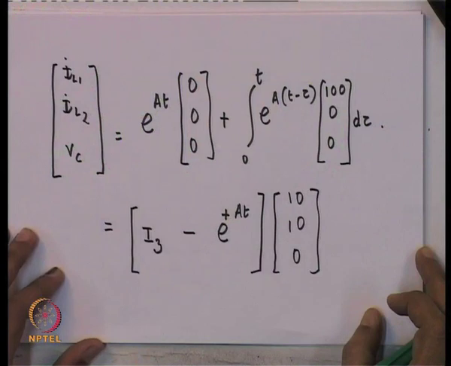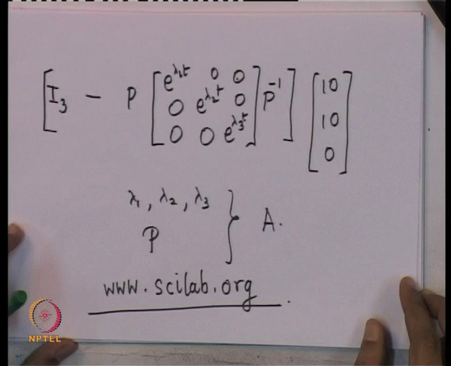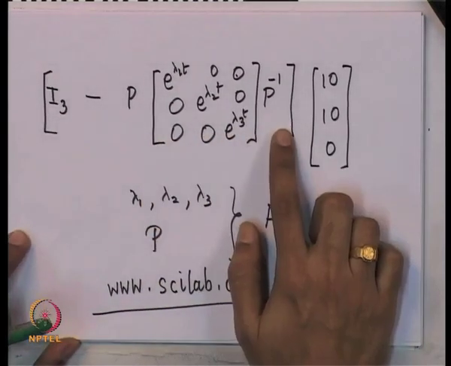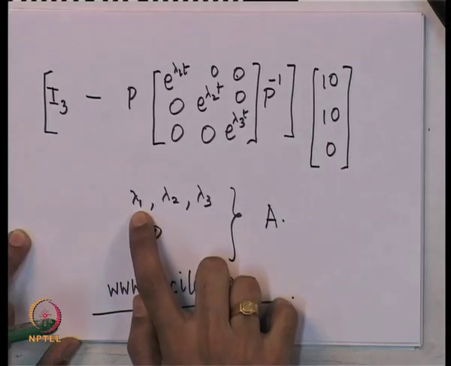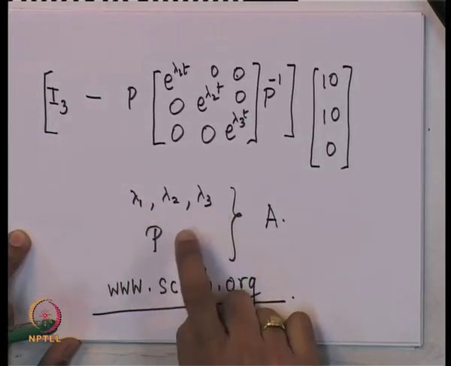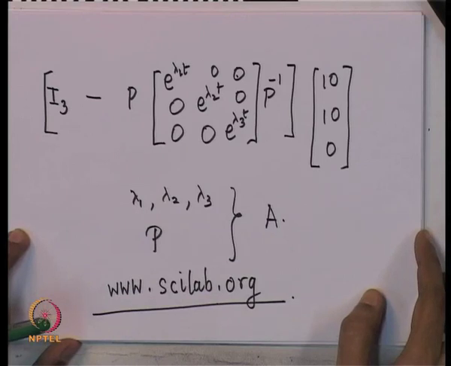Now, what we saw was that the response is given by this formula, e raised to A t into the initial conditions, plus this convolution integral. Eventually, the response of IL1, IL2 and VC turns out to be this, which effectively required us to evaluate this, where P is the eigenvector matrix. It required us to get lambda 1, lambda 2 and lambda 3 and the eigenvector matrix. This was obtained using Scilab. You can also use MATLAB for getting the eigenvalues of the matrix A.